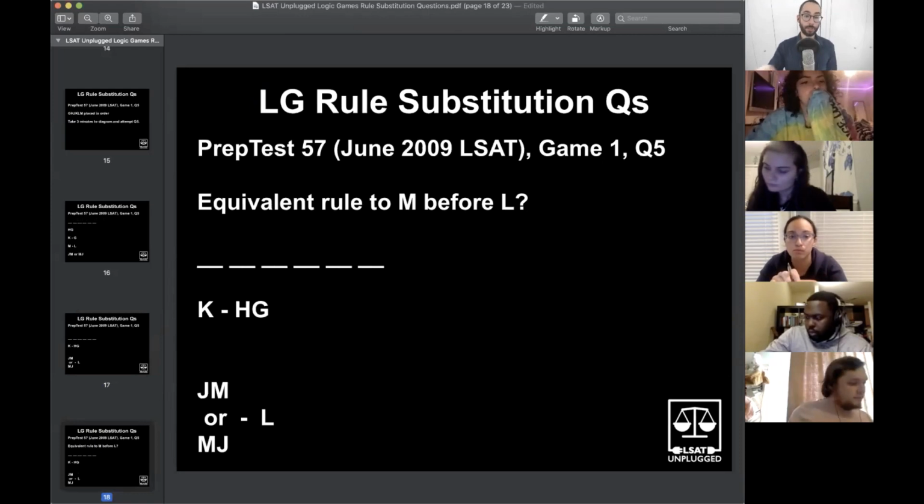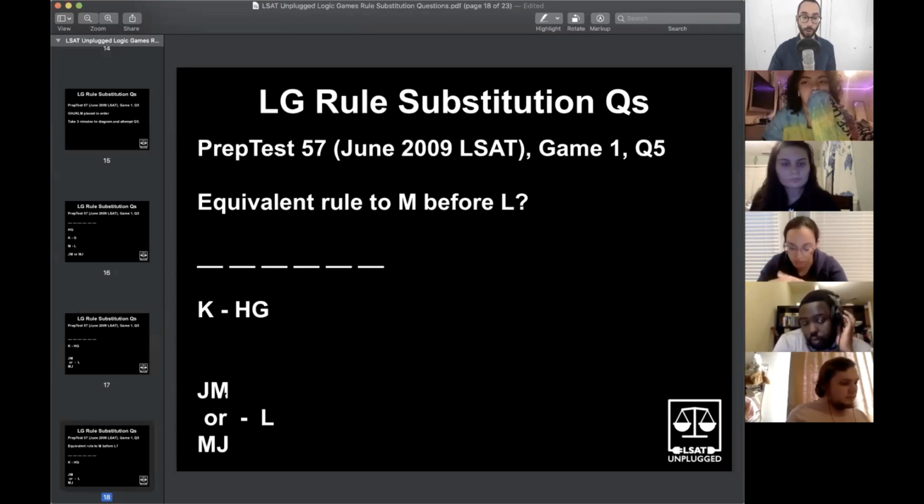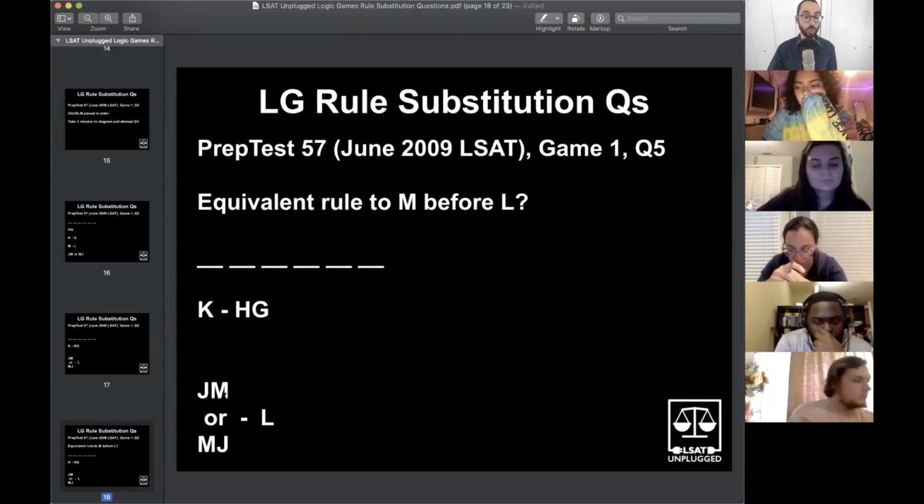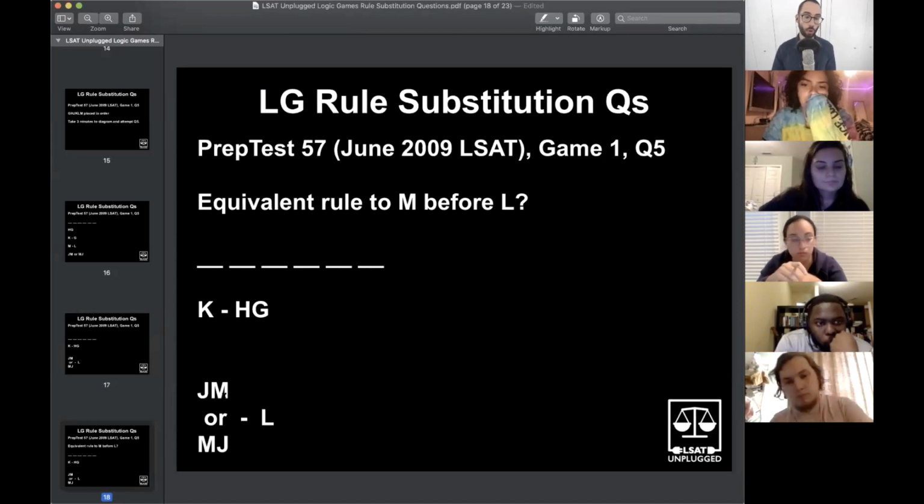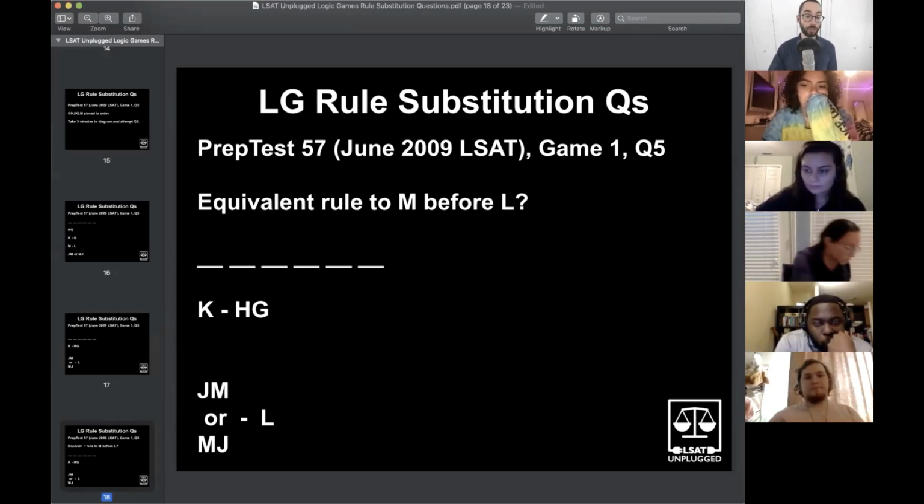So if we think about it, M is here, L is there, M is tied to J. So if we learned that J was before L, that would also mean M was before L, because you can't have L in between J and M or between M and J. So I'd be thinking then about J and how J relates to L.